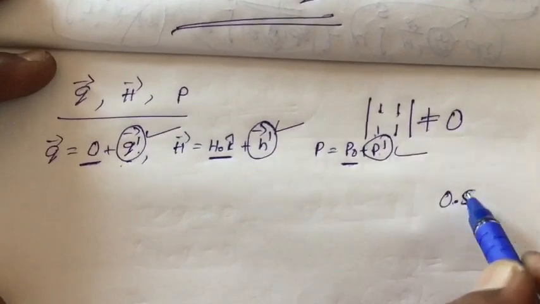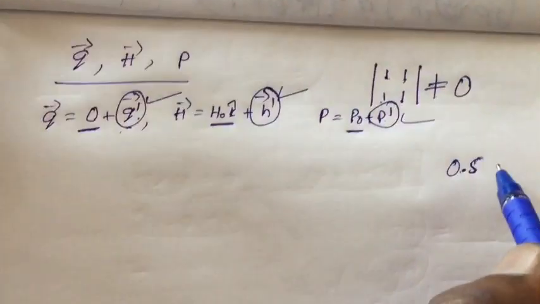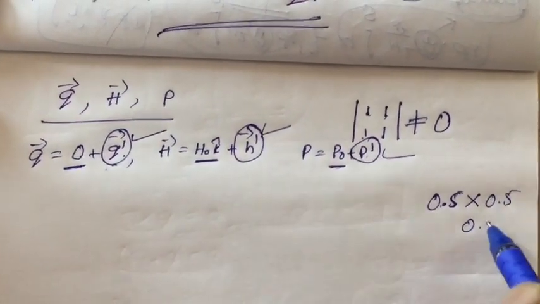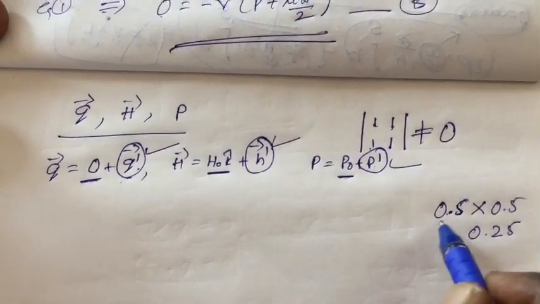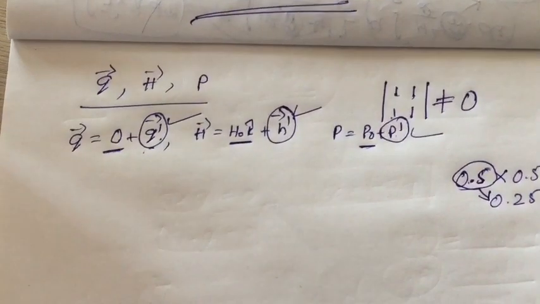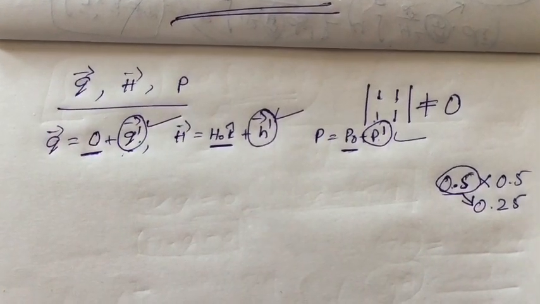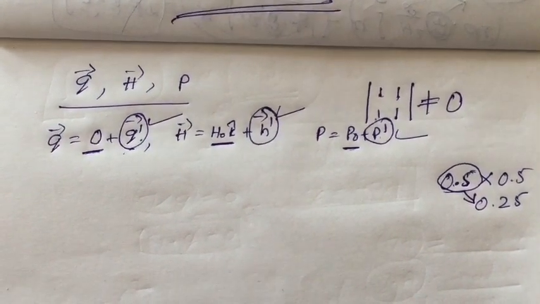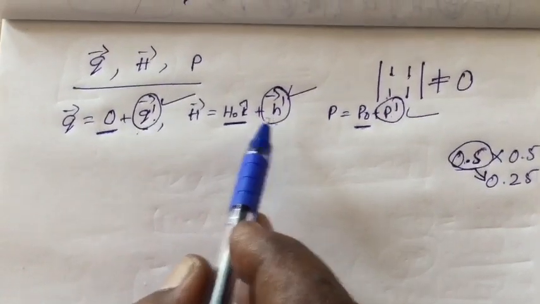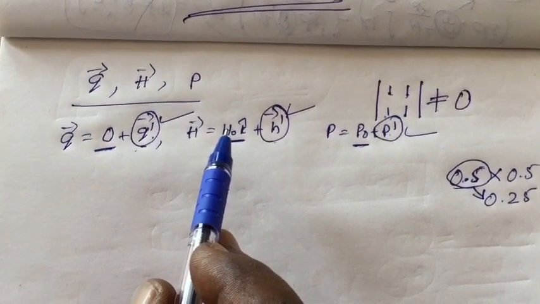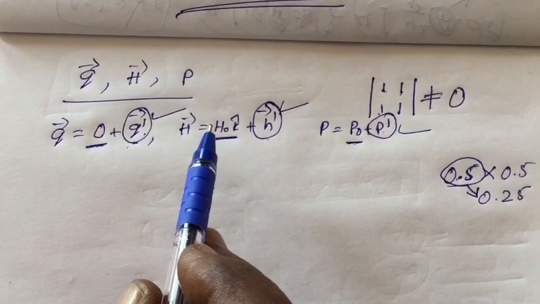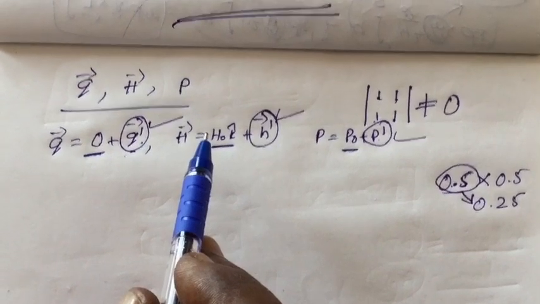Very small means 0.5. What about the multiplication? The product of the same number becomes 0.25. Means 0.5 reduces when taking the product. The product of two small numbers becomes again a small number. That's why these are very small, and the product of these quantities becomes very small. That's why we are going to neglect these terms when they appear in the equation.